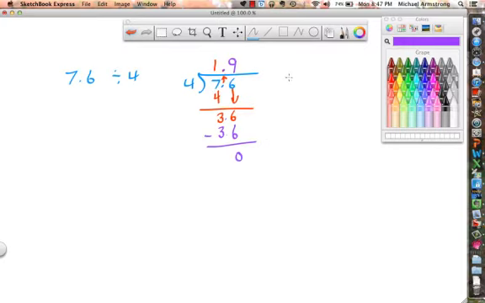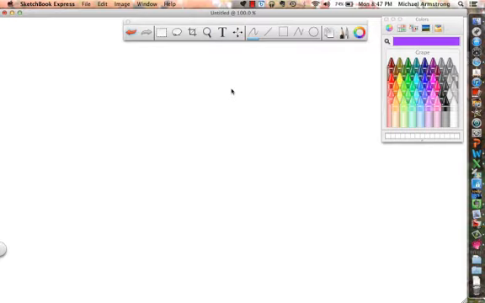And if I thought about it, 1.9 times 4 ought to be around 7.6. If I rounded up 1.9, it's about 2 times 4, which is equal to 8, and 7.6 is just less than 8. So that kind of makes sense. That works. Let's do another problem. This one's a little harder, slightly.